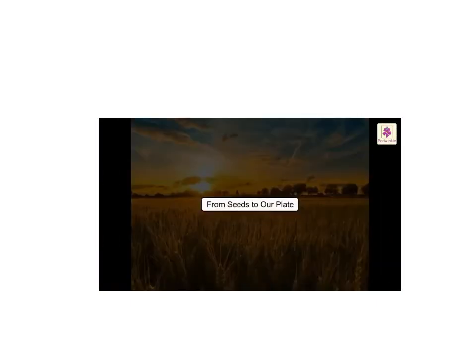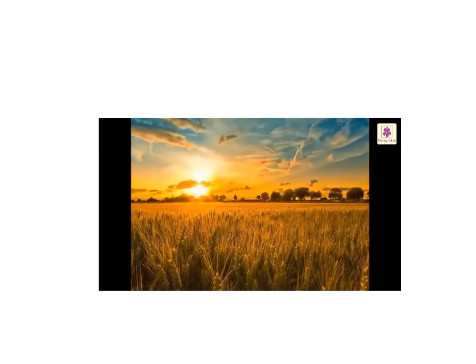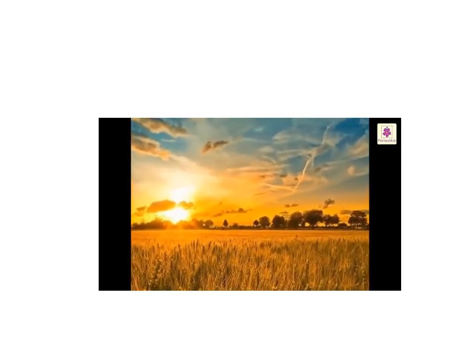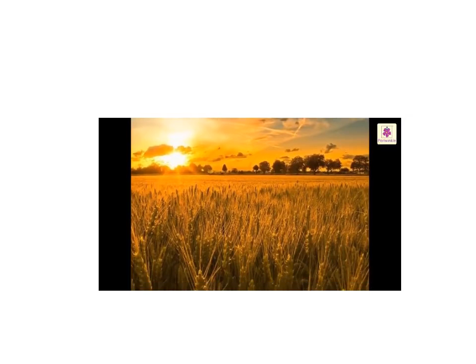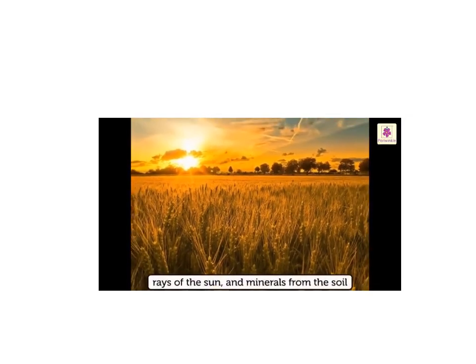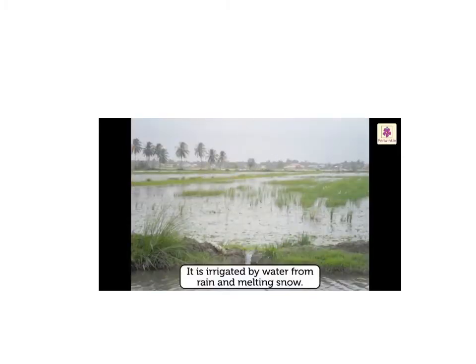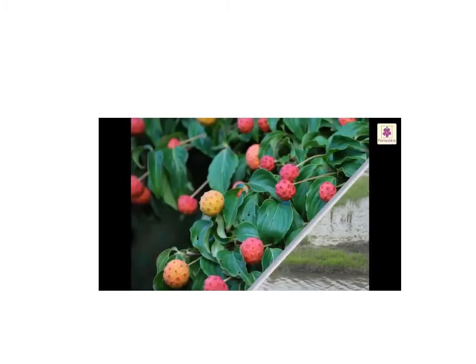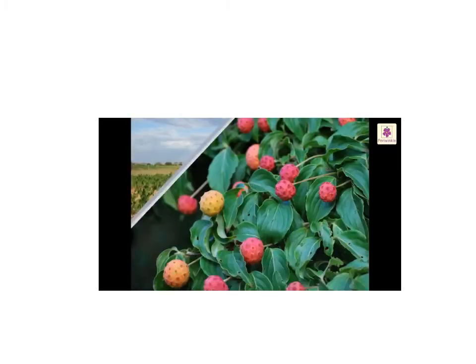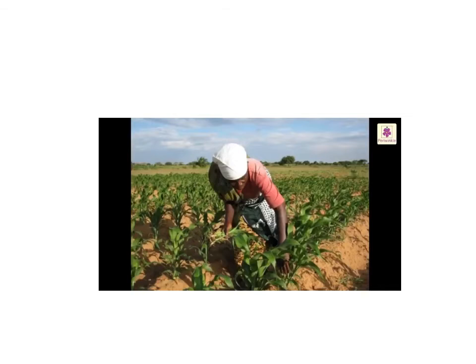From seeds to our plate. All our food grows between the sky and the earth. It is tenderly nourished by the rays of the sun and minerals from the soil. It is irrigated by water from rain and melting snow. Food grows wild in nature. Food is also carefully cultivated by us.